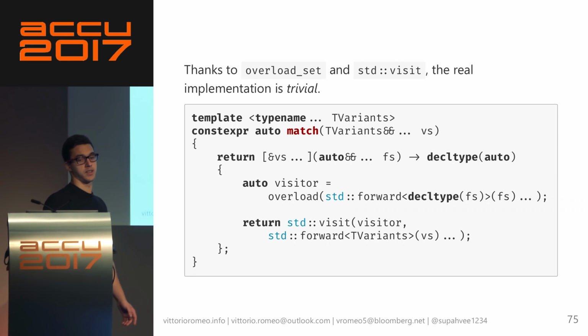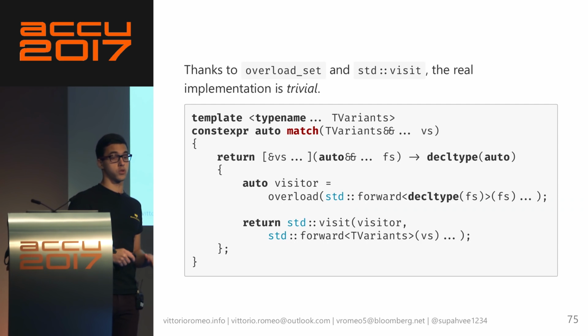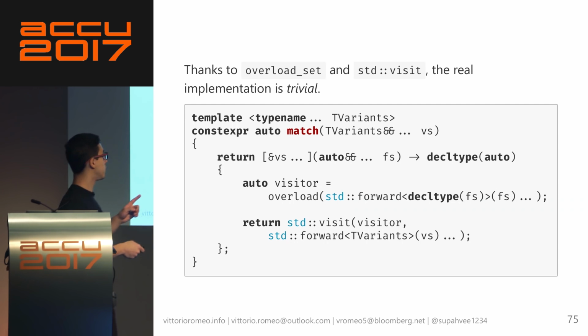Since we have overload set and std::visit, the implementation of match is actually quite trivial. All we need to do is capture the variants by reference inside this lambda here that will accept any number of function objects. Then we need to deduce the type with decltype(auto) because the visitation might result in something that's not a value, so we don't want to accidentally copy it. We need to tell the lambda, please deduce the actual type of the visitation.